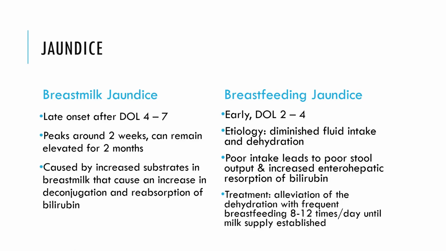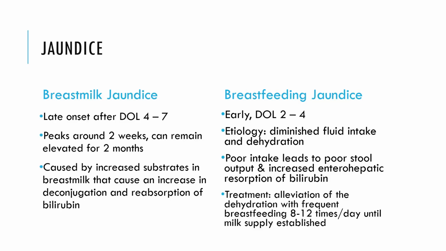We're going to talk a little bit about breast milk jaundice versus breastfeeding jaundice. So we'll start with breast milk, since that's first, left to right. Late onset, usually after day of life 4 to 7. Usually peaks around 2 weeks, can remain elevated for 2 months. So this is like the previous slide said, jaundice lasts for more than a week in term and 2 weeks in preterm. Could be pathologic, yes.